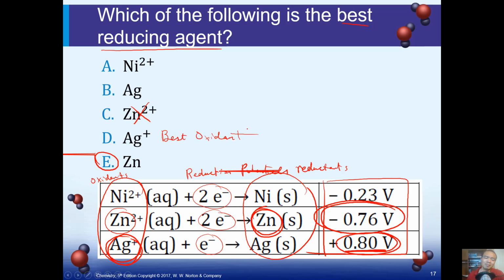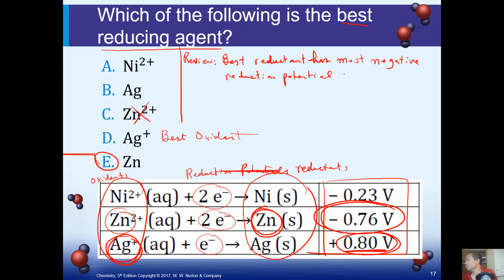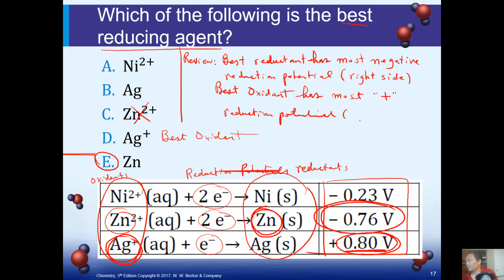Okay, so let's summarize everything we just learned. So this is a review here. The best reductant or reducing agent has the most negative reduction potential. And do remember, the reagent will be sitting on the right side. And the best oxidant will have the most positive reduction potential. All oxidants will be sitting on the left side.